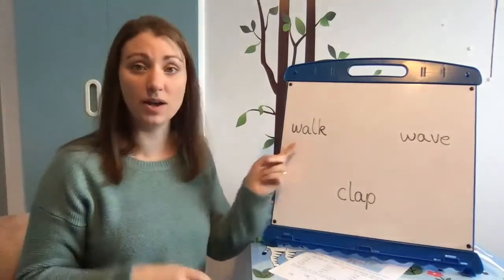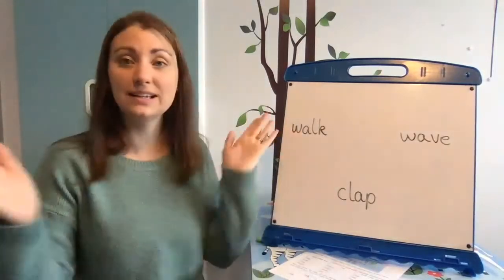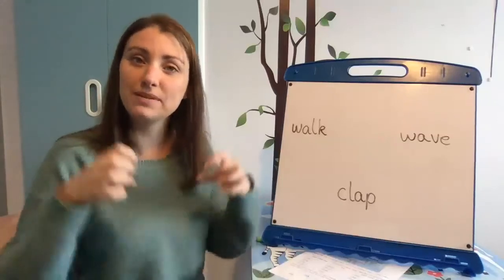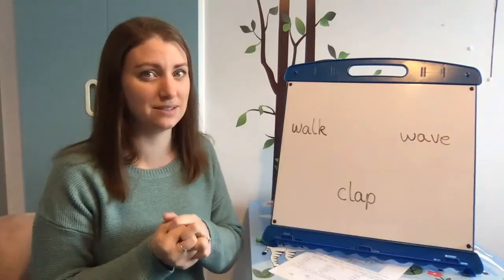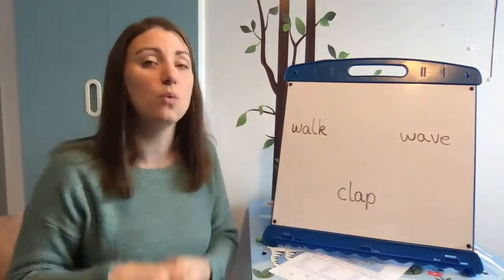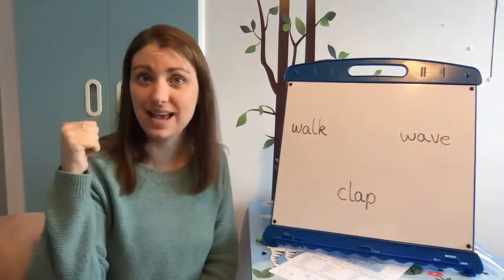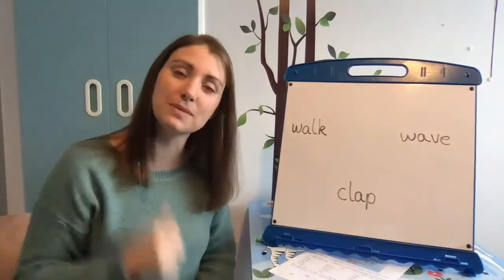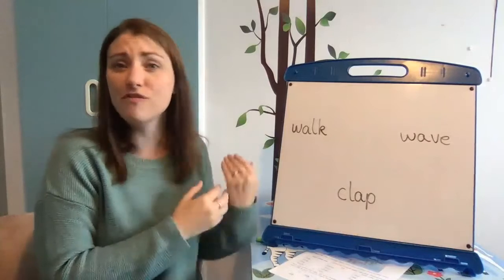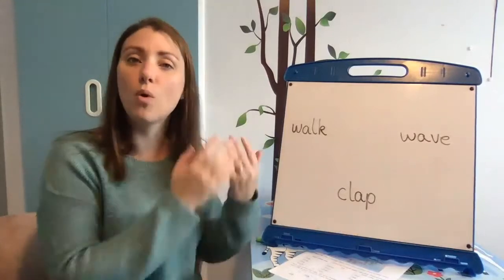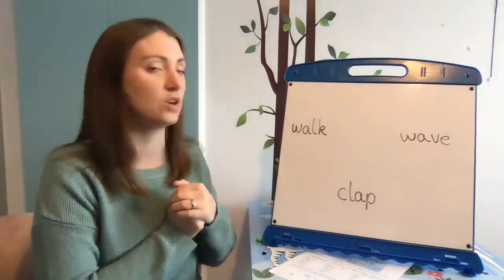So I might say I walk, or I wave, or I clap. It's happening right now. But today we're not looking at present tense, not what's happening now. We want to change words and make them into past tense. And past tense means it's already happened. It might have happened yesterday or the day before or 5 minutes ago, but it's already happened. It's in the past.